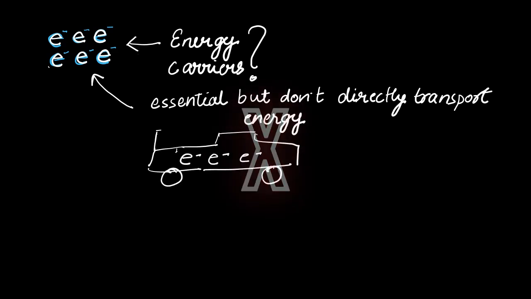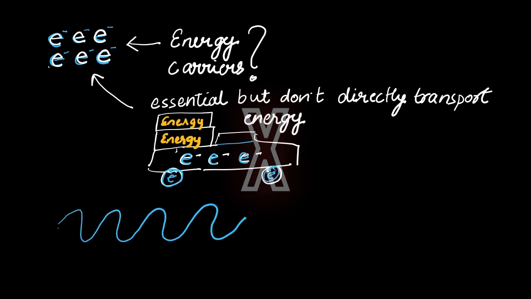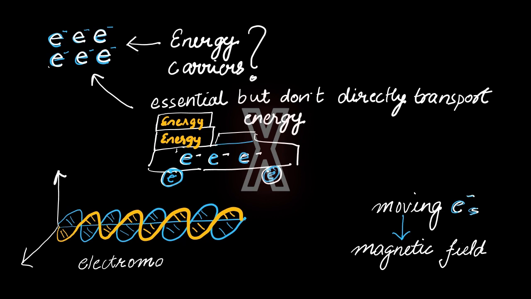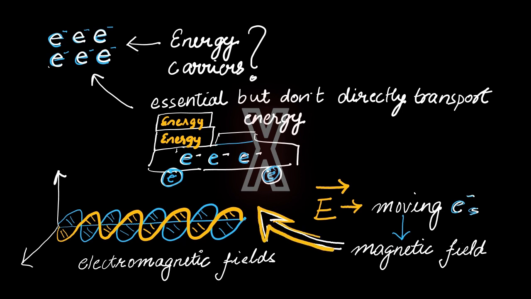The true energy carriers are electromagnetic fields. When the battery is connected, it establishes an electric field within the circuit. As electrons move under the influence of this field, they generate a magnetic field. The interplay between this electric and magnetic field is what creates electromagnetic waves. And these waves, when they propagate through the circuit at nearly the speed of light, transfer energy to the load. And this is how you explain how energy is transferred in a circuit at the speed of light, which is much faster than the slow drift velocity of electrons.